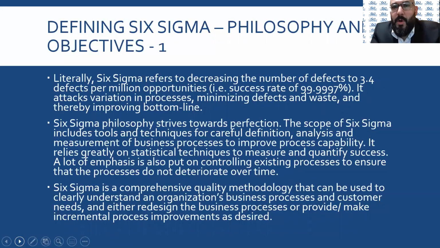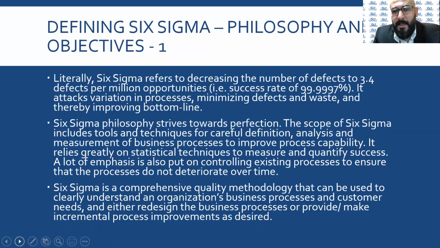Okay, what are the goals of Lean Six Sigma? Lean Six Sigma objectives: one refers to decreasing the number of defects. So this is the number one goal of Lean Six Sigma. We need to reduce the defects to 3.4 defects per million opportunities. And we need to reduce the variation.